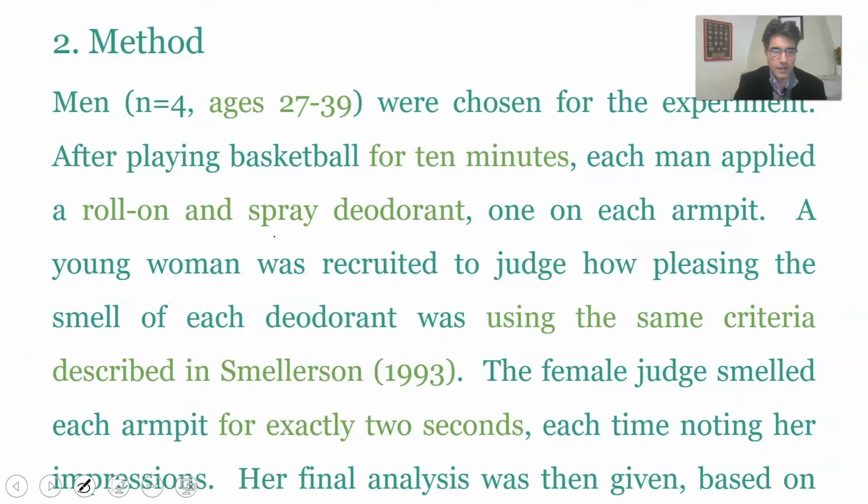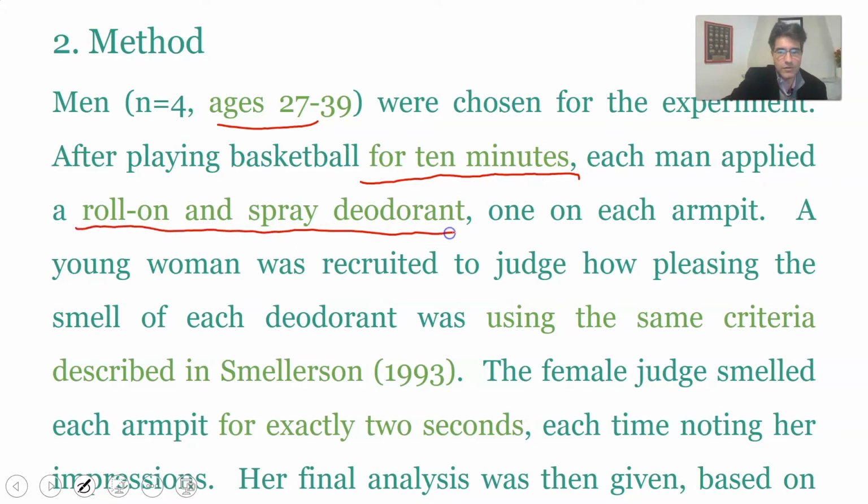So you'd include something about the ages and the duration of the time played and what sort of deodorant was used, and then what criteria were used, and whether they were validated before. So, the same criteria described in Smellers in 1993. And whether the variable of time was controlled for, which ideally it would be.